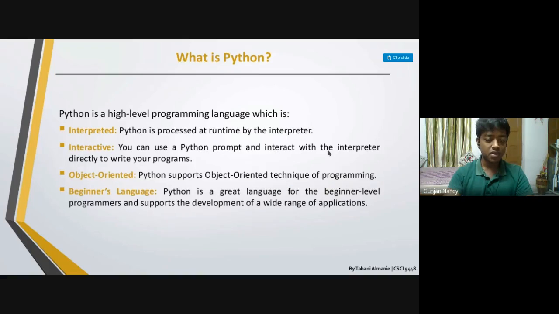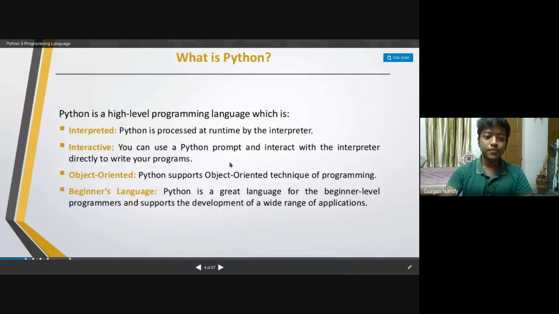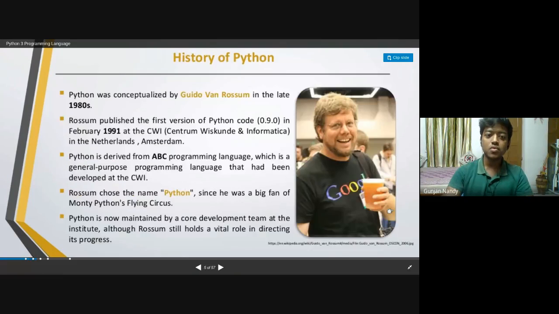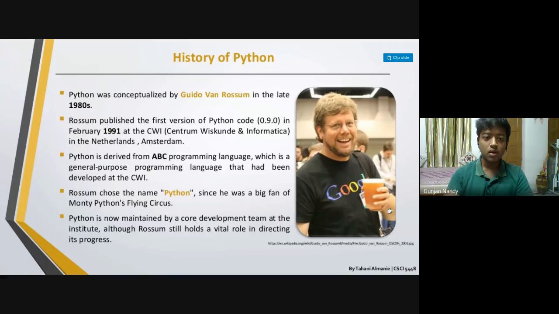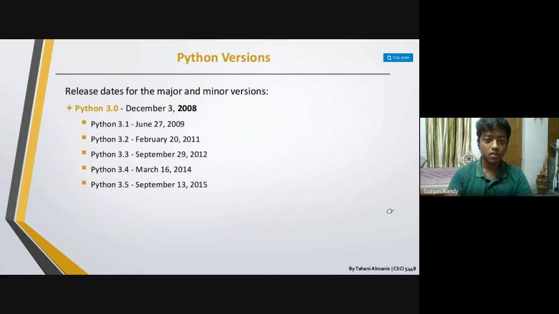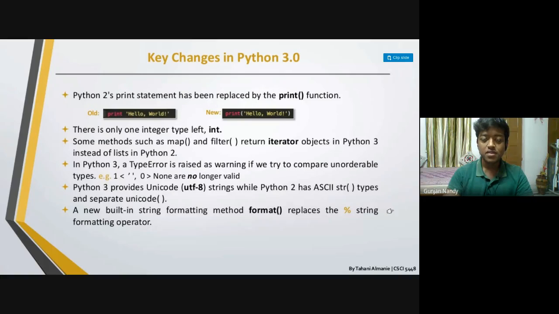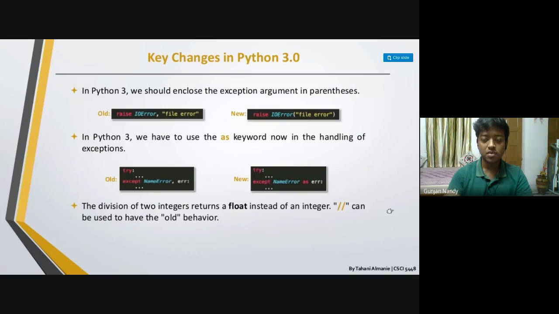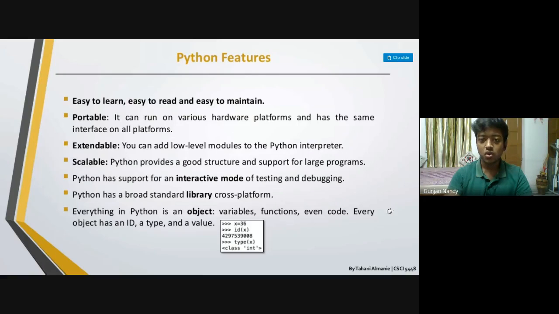So Python is an interpreted language. You don't have to compile to run Python code. It is interactive and it supports OOPS, and it's a beginner's language. So it is a great language for beginner level programmers. There is a history of Python. It was developed by Guido van Rossum. There were multiple versions of Python before. So Python 1, Python 2, and we will be mainly using Python 3. So these are the key changes coming from Python 2 to Python 3. Skipping these slides for now, as we are running short on time.